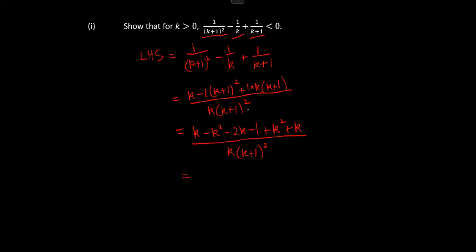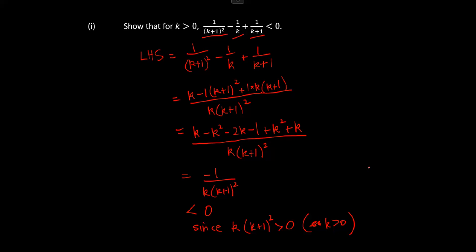And when we tidy the numerator up, well, all the k's cancel out, the k squared terms cancel out, and we're just left with minus 1 over k times (k plus 1) all squared, and that's less than 0, since that denominator is always going to be positive. It's a squared term times a positive number. So that's when k is greater than 0.